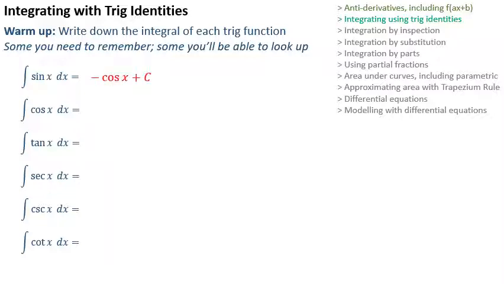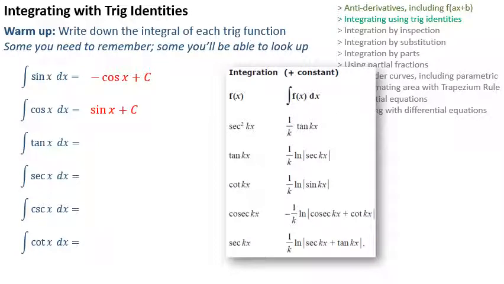So sine integrates to negative cos x plus a constant because minus cos x differentiates to sine x. Another way of saying that will be cos x differentiates to minus sine x. So that's the derivative result that we're working from. Similarly, cos integrates to sine. For the next ones, you're going to need to look in your formula book.